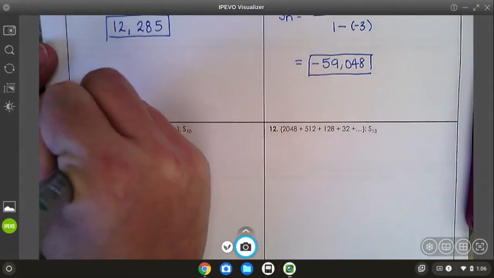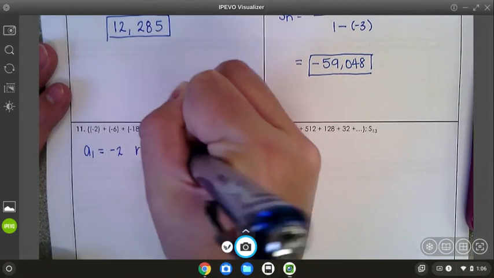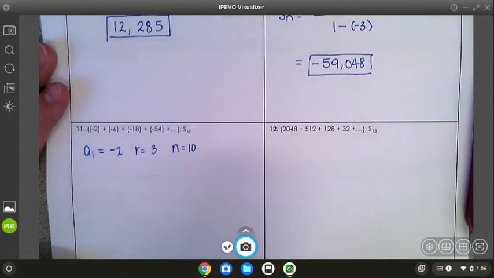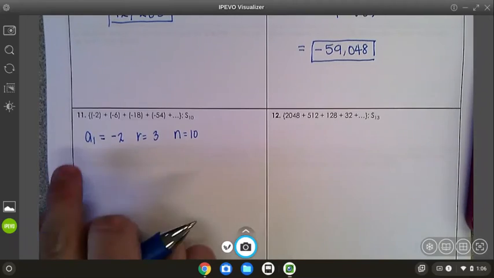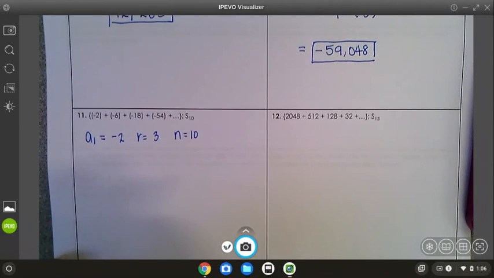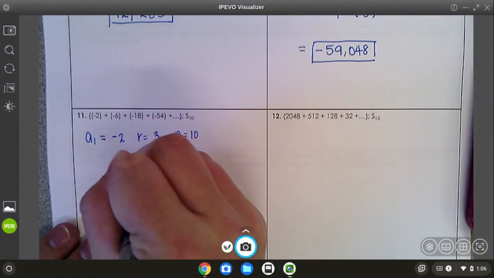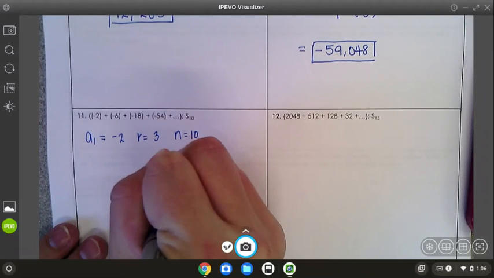11, your A1 was -2, your R is 3, and your N is 10. I know I'm going through these fast, but you should have already done these if you were doing what you were asked. You actually get the same answer for this, which is really weird.